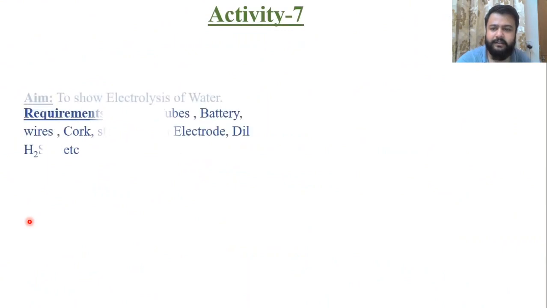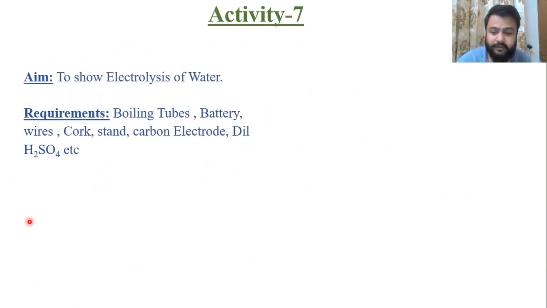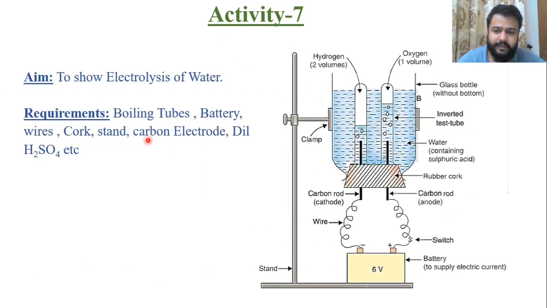Next activity is to show electrolysis of water. This is one of the most important activities of this chapter. Requirements are boiling tube, battery, wire, cork, stand, carbon electrodes, and dilute H2SO4 as the electrolyte. So this is the experimental setup of this particular activity.